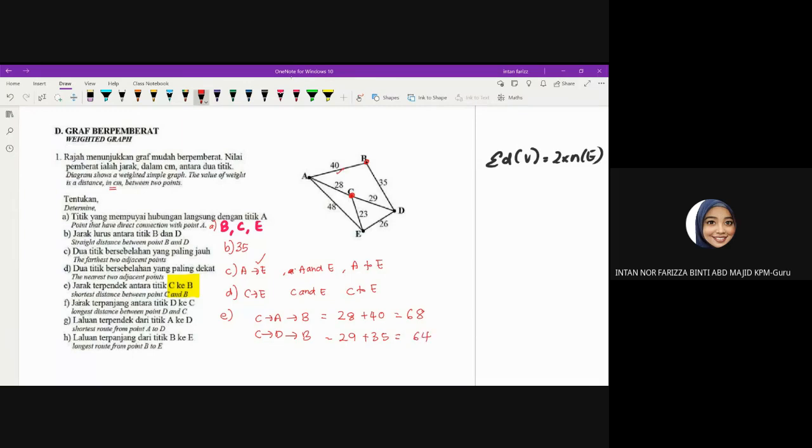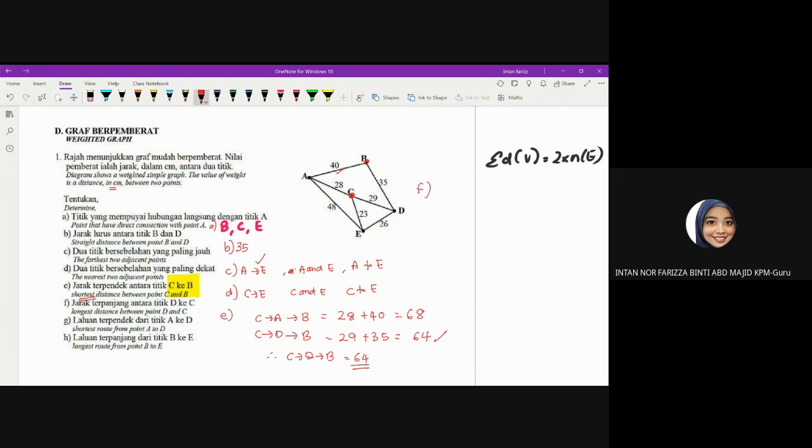So since they asked for the shortest route, I don't think you can take CAEDB. It will be longer, right? Whereas the question asked for the shortest. So that's why you take 64 here. So you write your final answer like this. Okay? The shortest distance will be C to D to B, which is equals to 64. Okay? All right. You list out, girls. Okay, you list out C, A, B, C, D, B. No problem. But list out must be quick and fast. Okay, next, F.